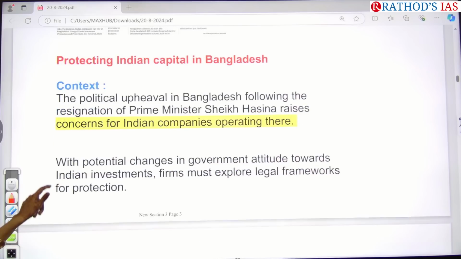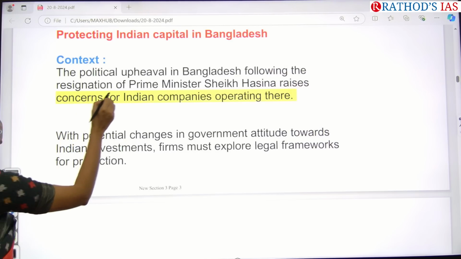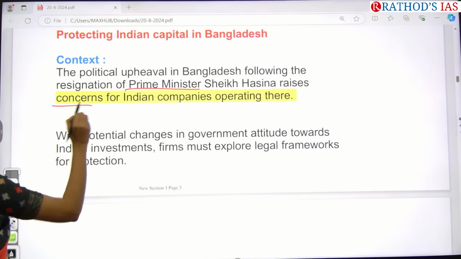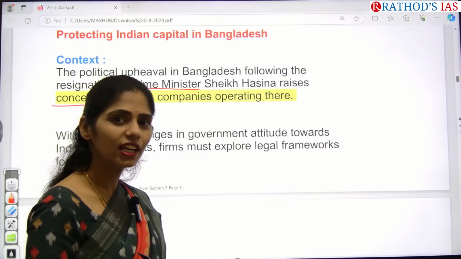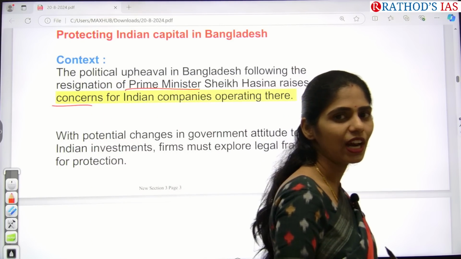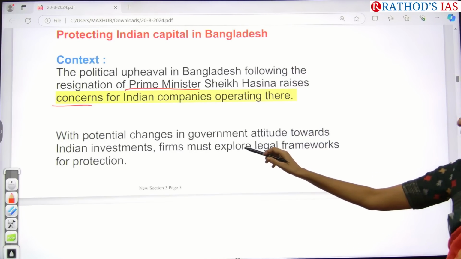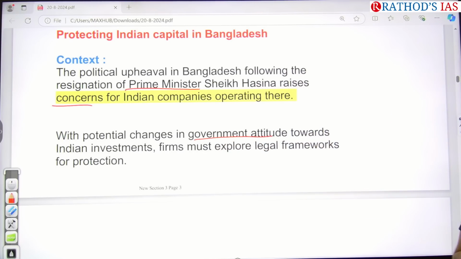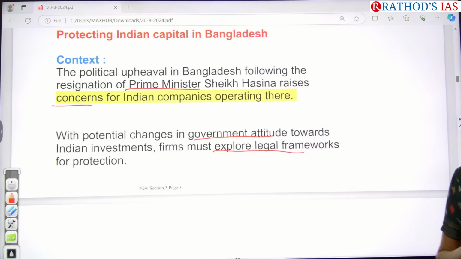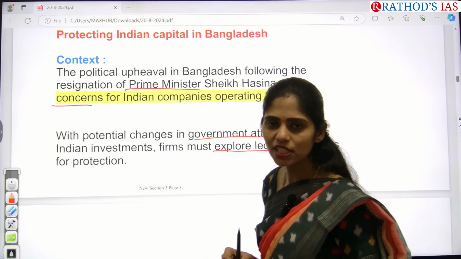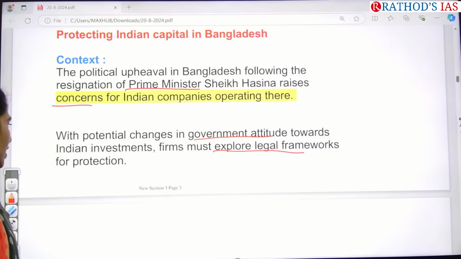So if you see, this article is saying that the political upheaval in Bangladesh following the resignation of Prime Minister Sheikh Hasina raises concerns for Indian companies operating there. Yes, Indian companies invested in Bangladesh, but now we don't know the future of those investments. With potential changes in the government's attitude towards Indian investments, firms have to explore legal frameworks for protection of their investment in Bangladesh now.